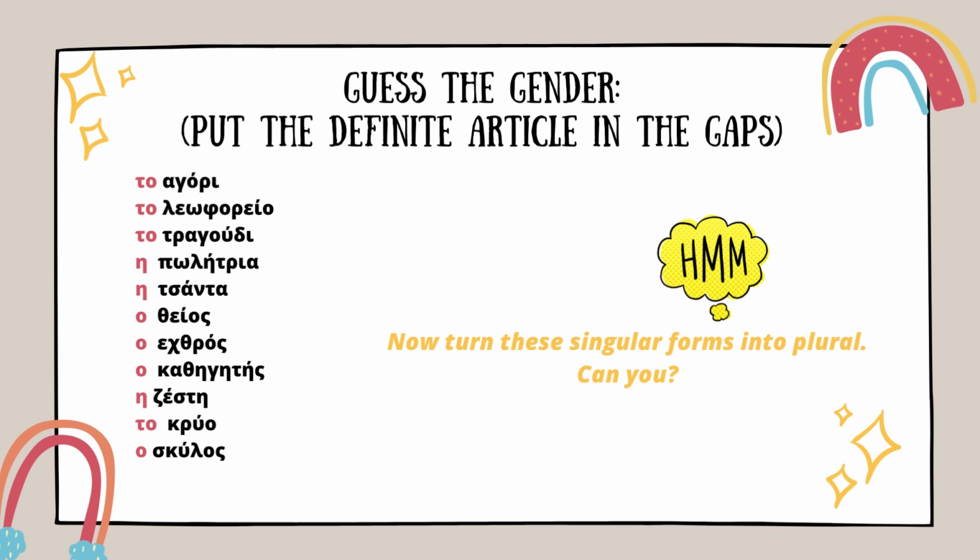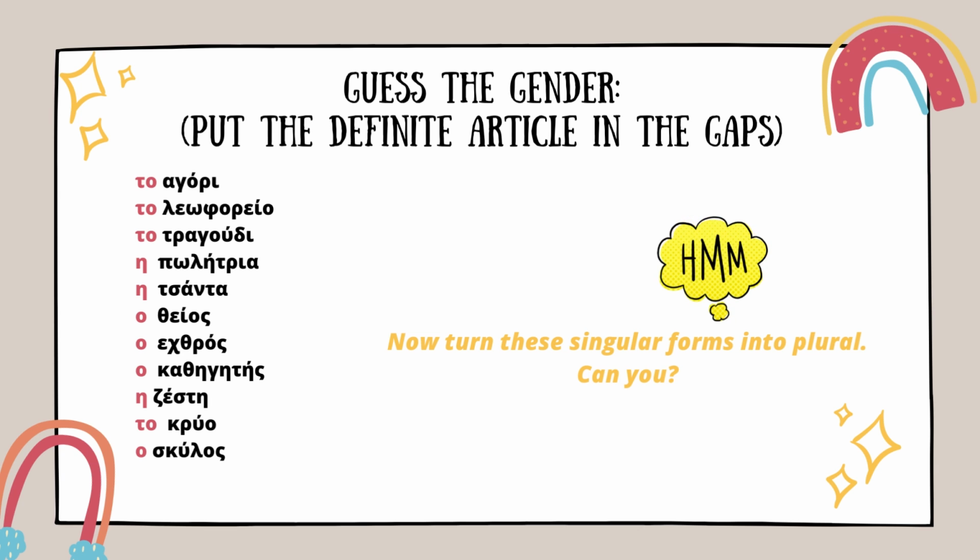Η πωλήτρια, the sales assistant, female sales assistant, specifically. Η τσάντα, the bag. Ο θείος, uncle. Ο εχθρός, the enemy, the male one. Ο καθηγητής. Η ζέστη. Το κρύο. Ο σκύλος.